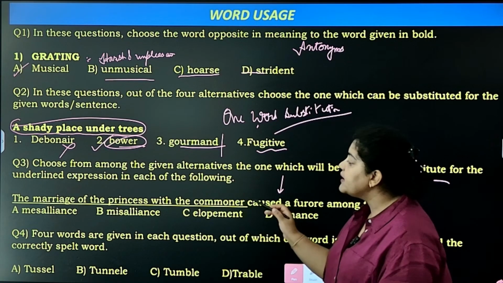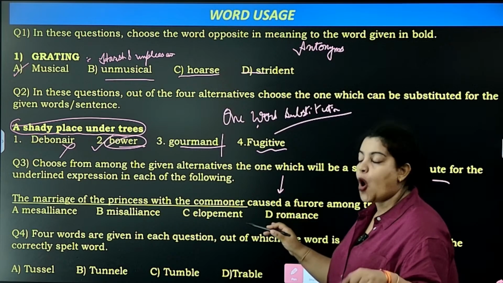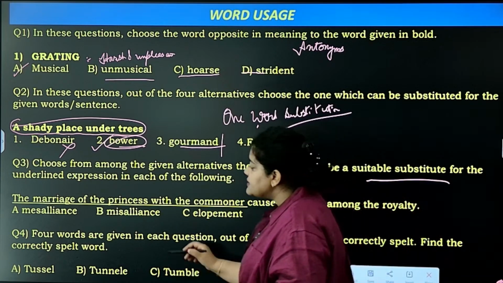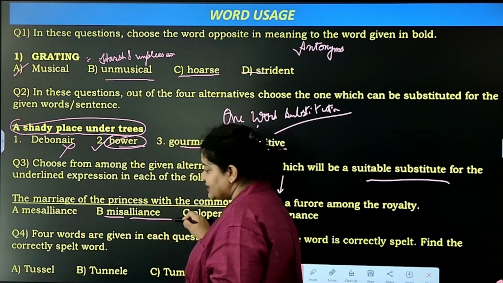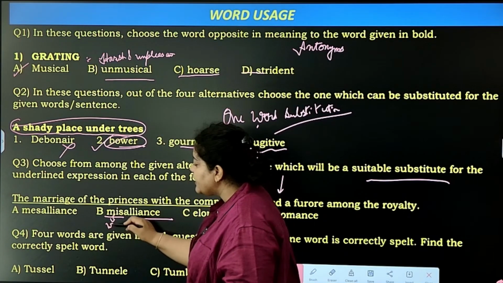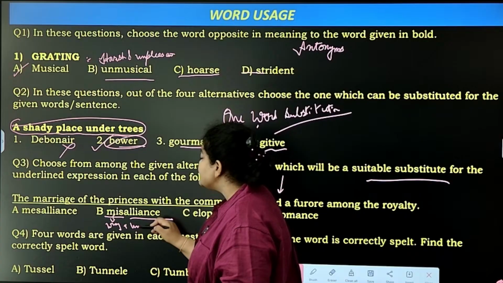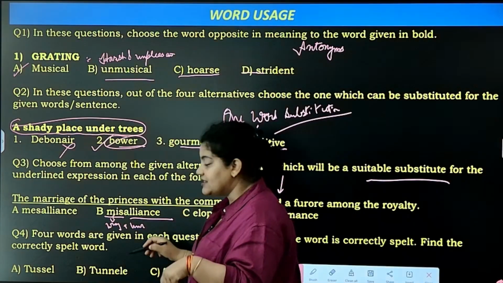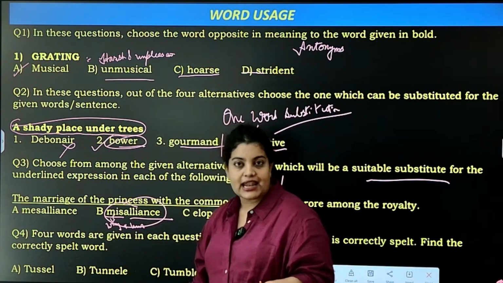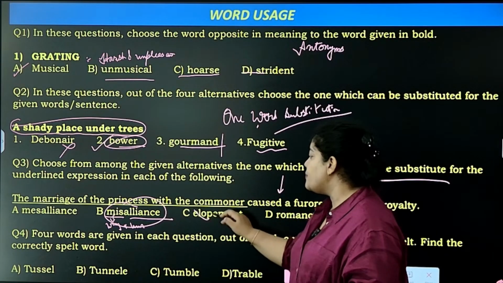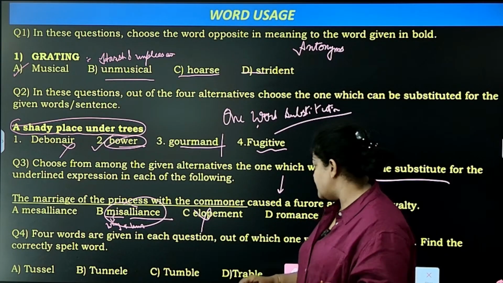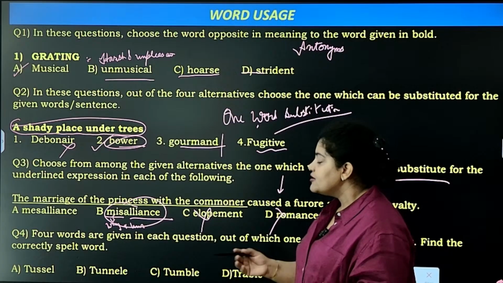So what will you say? The marriage of the princess with the commoner. The correct answer here is misalliance. Mis you can call it wrong, and alliance is a union, so wrong alliance, wrong union: misalliance. It cannot be elopement; elopement means running away, right? It cannot be romance. So that is the case.